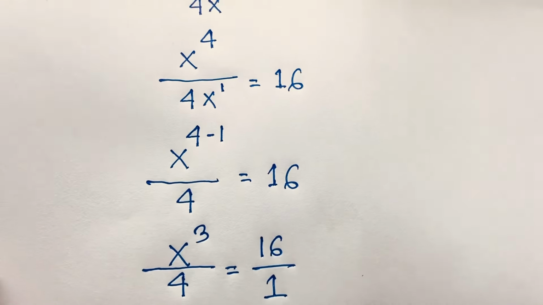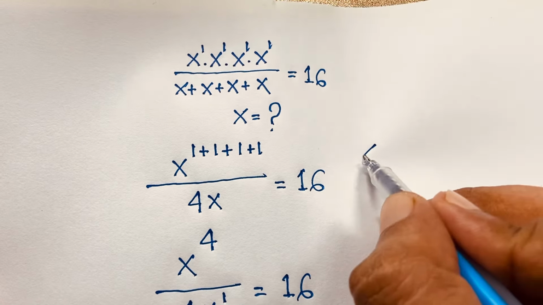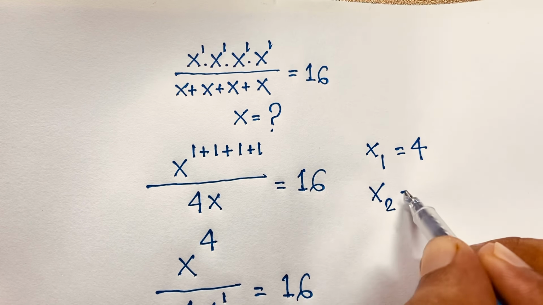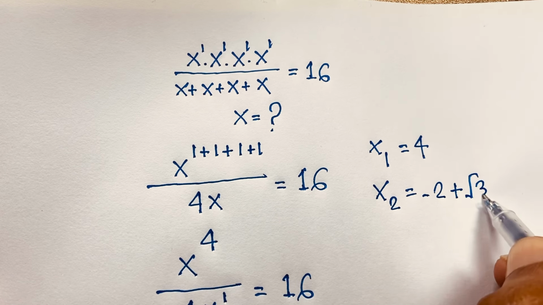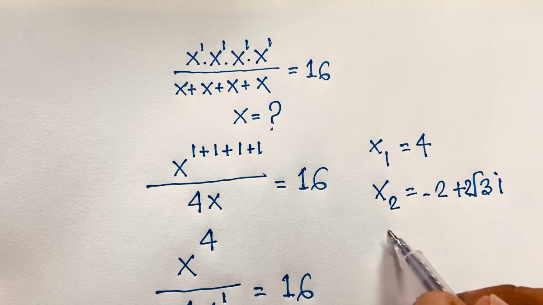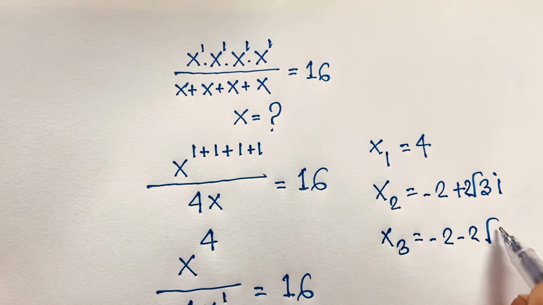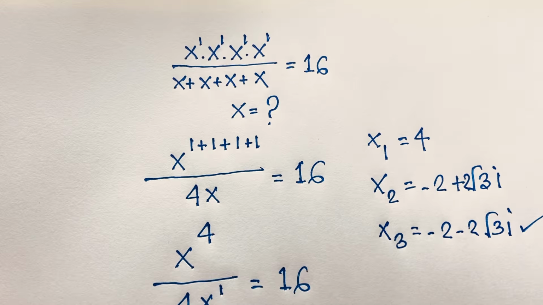So our final answer here: x1 will be 4, and x2 will be minus 2 plus 2 square root 3 i, then x3 will be minus 2 minus 2 square root 3 i. This is our final answer in this viral maths Olympiad question.